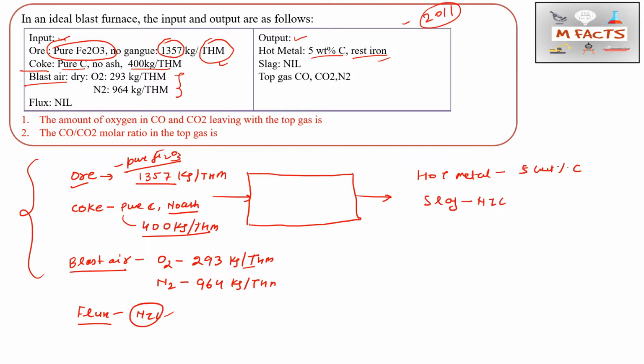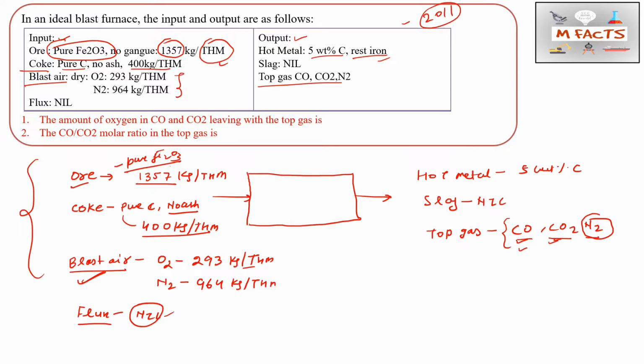Then they have given the top gases. The top gas contains CO, CO2 and nitrogen. The blast furnace top gas is basically a mixture of carbon dioxide, carbon monoxide and nitrogen. Where does the nitrogen come from? From the blast air. The carbon monoxide and carbon dioxide come from the ore and coke: the oxygen from the ore and the carbon from the coke react and produce CO and CO2. So this is all about this question, and this is how we can draw the process flow so that we can do the calculations easily.